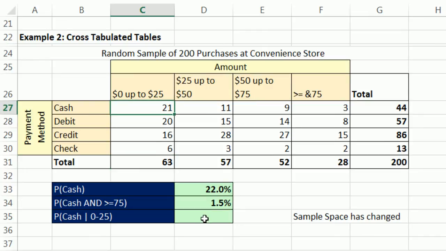21 compared to 63. So when you're doing a conditional probability from a crosstab, you say equals the count for the and, cash and 0 to 25, divided by, in this case, the 0 up to 25 total, or our marginal total. Enter. 33.33%. Now this is from a crosstab where we had our count or our frequency.